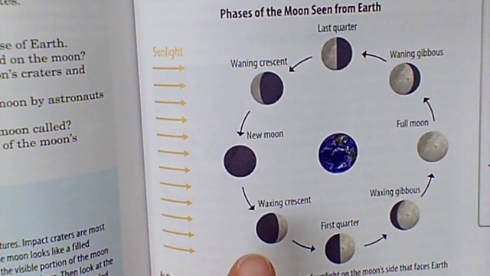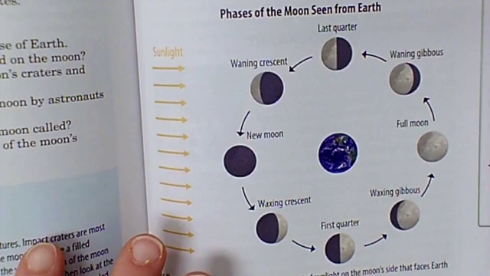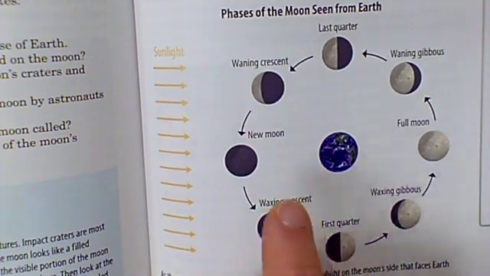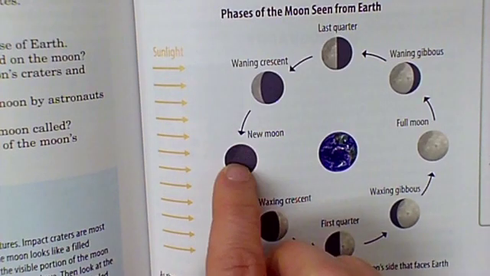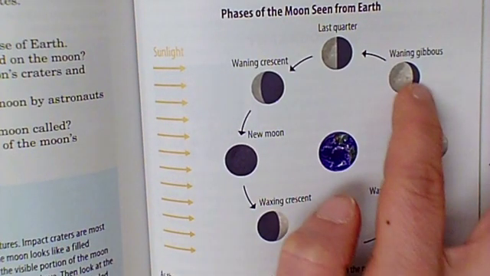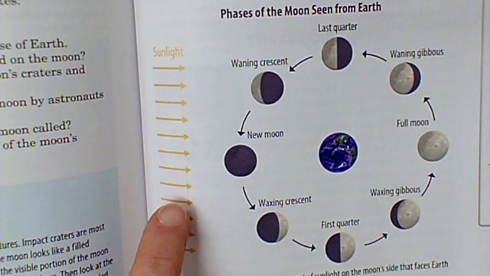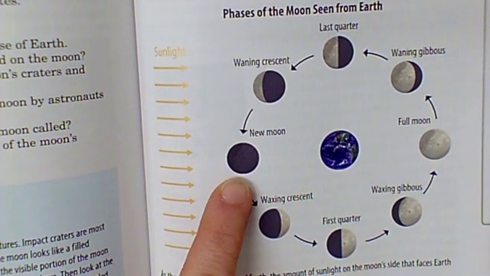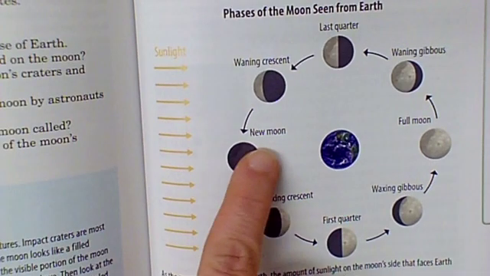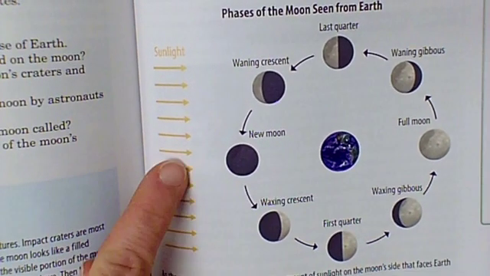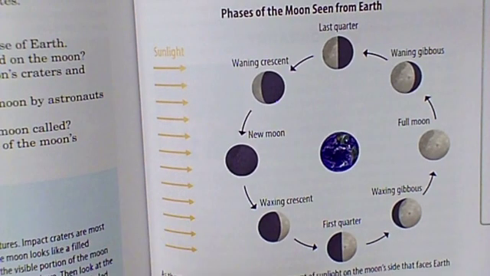Okay, so I'm going to describe this diagram now. So here is the sunlight coming towards the Earth. And this is where the new moon is in the orbit of the moon around the Earth. And as you can see, you would see nothing. So this is actually what you would see in the sky, just a dark circle. You would see nothing because the sunlight is hitting the side of the moon that we do not see.